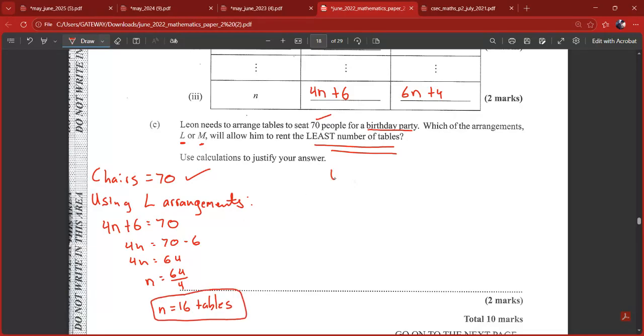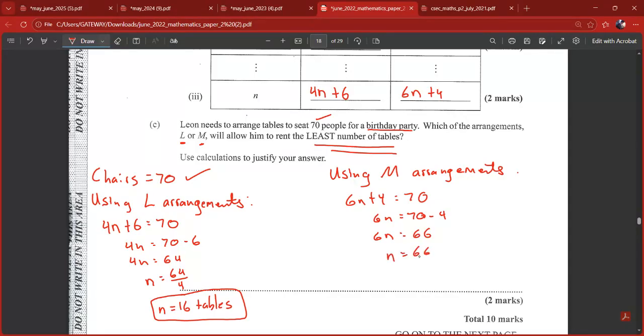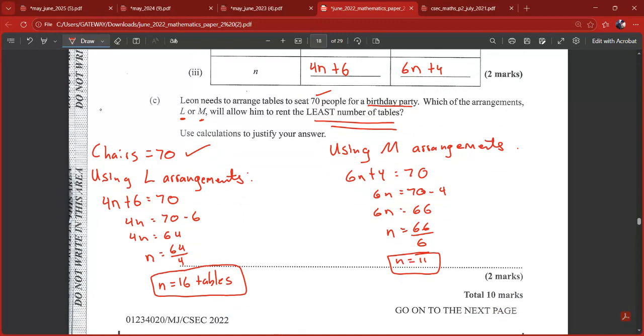Now using M arrangements, we have 6n plus 4 is equal to 70. So 6n will be equal to 70 subtract 4. So 6n will be equal to 66. Then n will be equal to 66 divided by 6. N will therefore be equal to 11. So arrangement M gives the least number of tables.